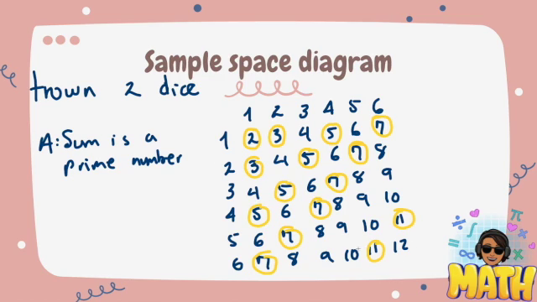So now to find the probability of A, what we have to do is just count how many of these ones we have, right? So here we have 15, right, over 36. And that's it.